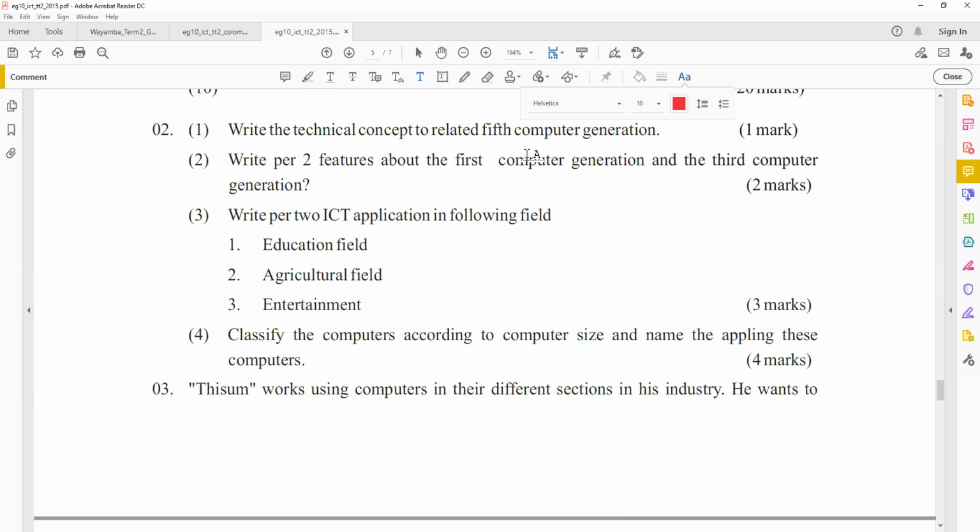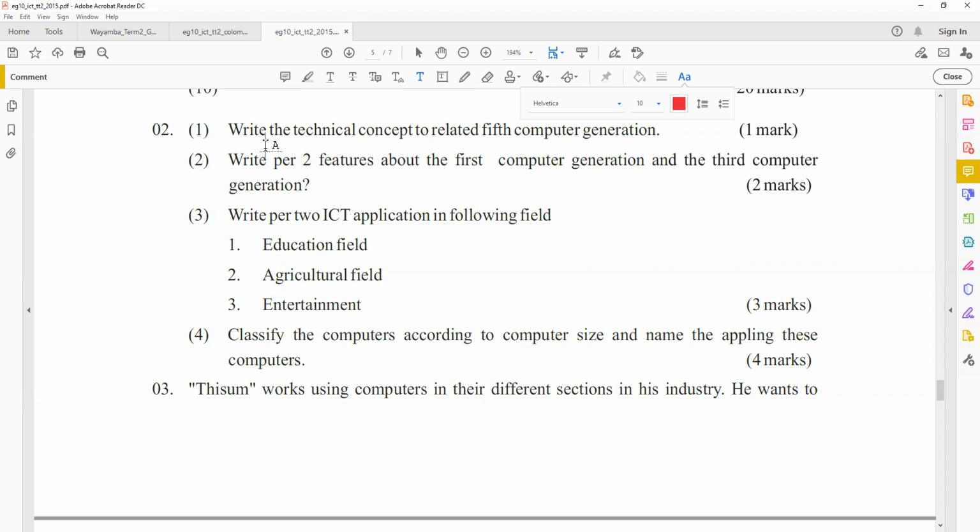Janani, it's not the internet. How about Pramodi? Any idea? What might be the technical concept in fifth generation of computers? Not operating systems. Okay. How about Achira? I'm not getting any answers from Achira.